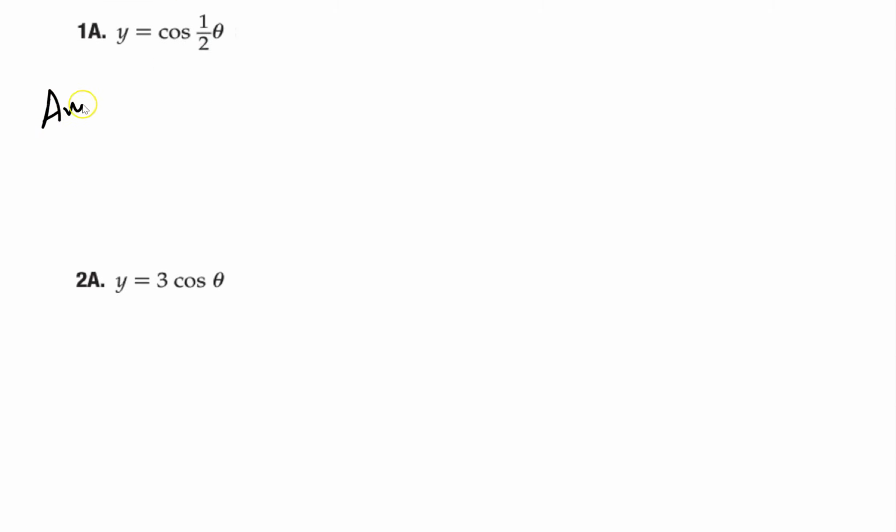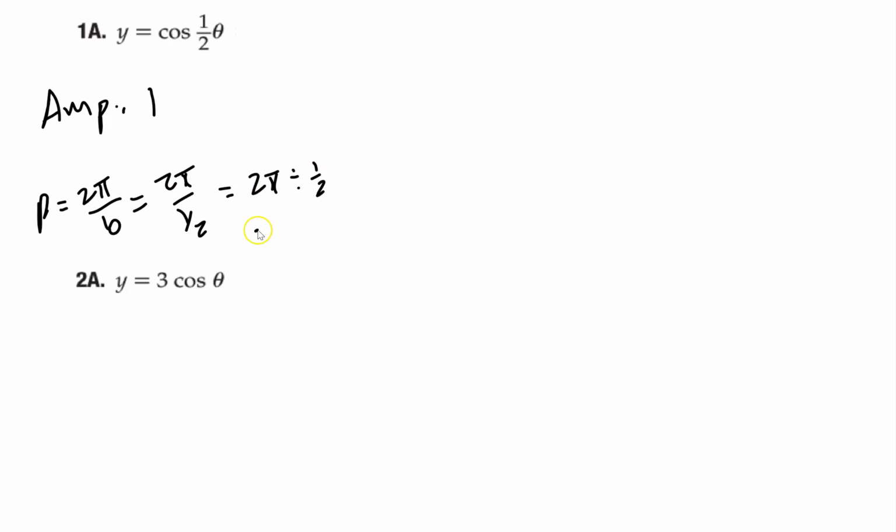Same idea. Amp is 1 because there's no number in front. Period is 2 pi over b. Now my b in this case is 1/2. So 2 pi over 1/2, which we did earlier. It's the same thing as saying 2 pi divided by 1/2, which is the same thing as saying 2 pi times the reciprocal. So that is 4 pi.